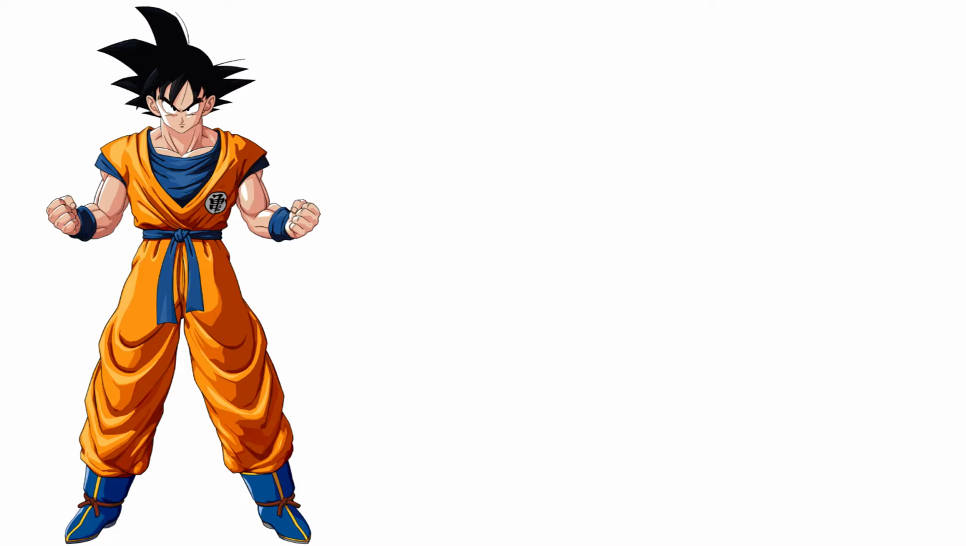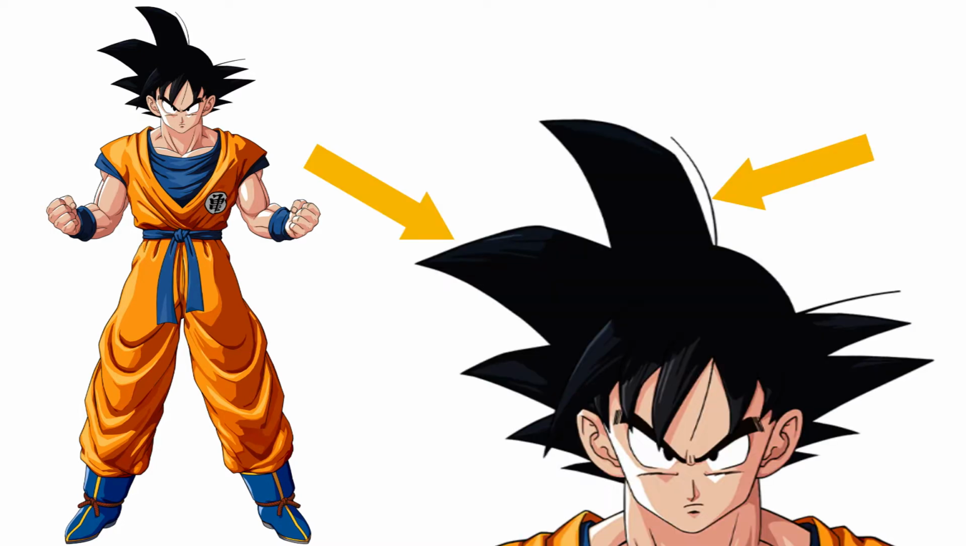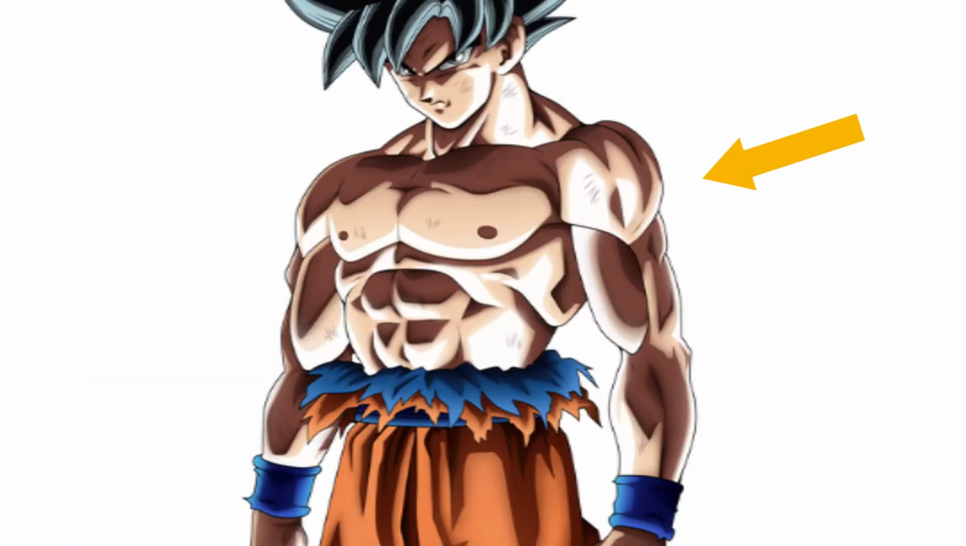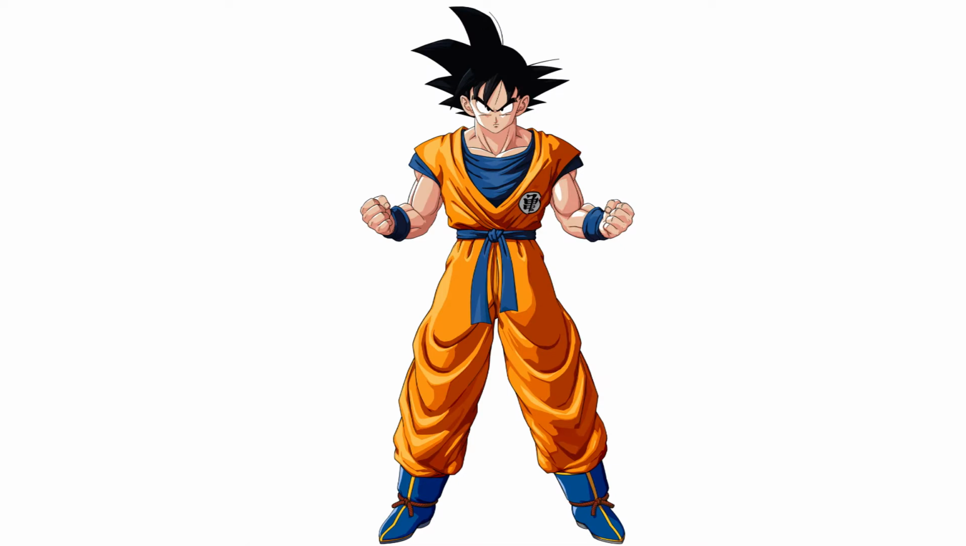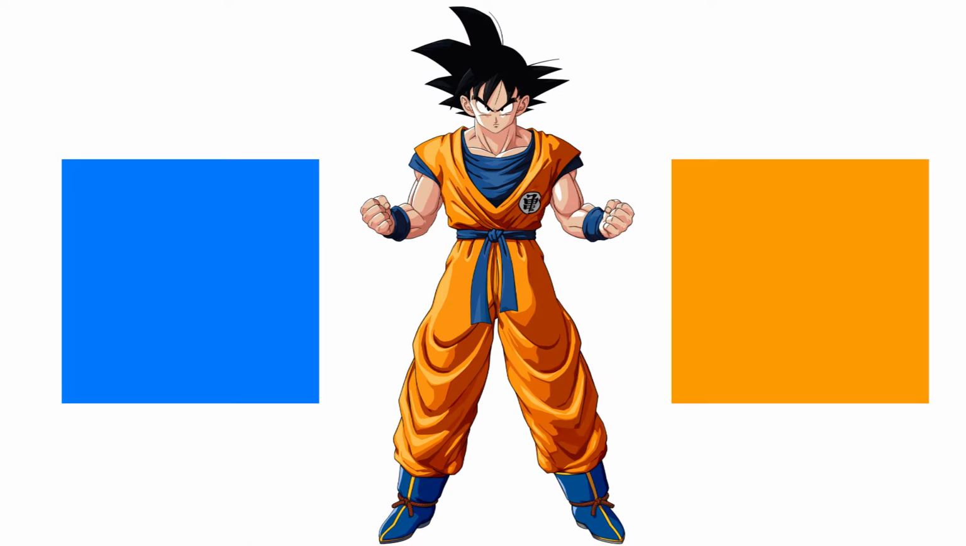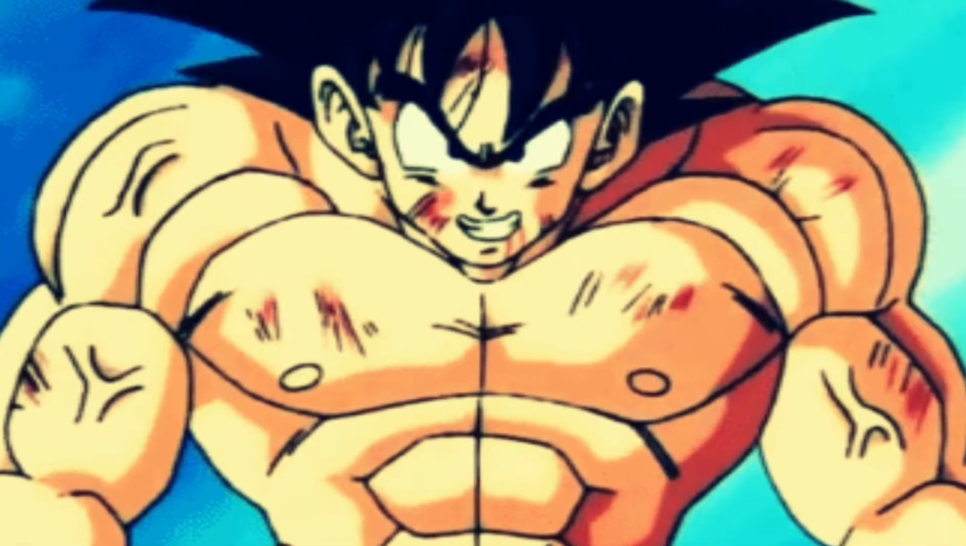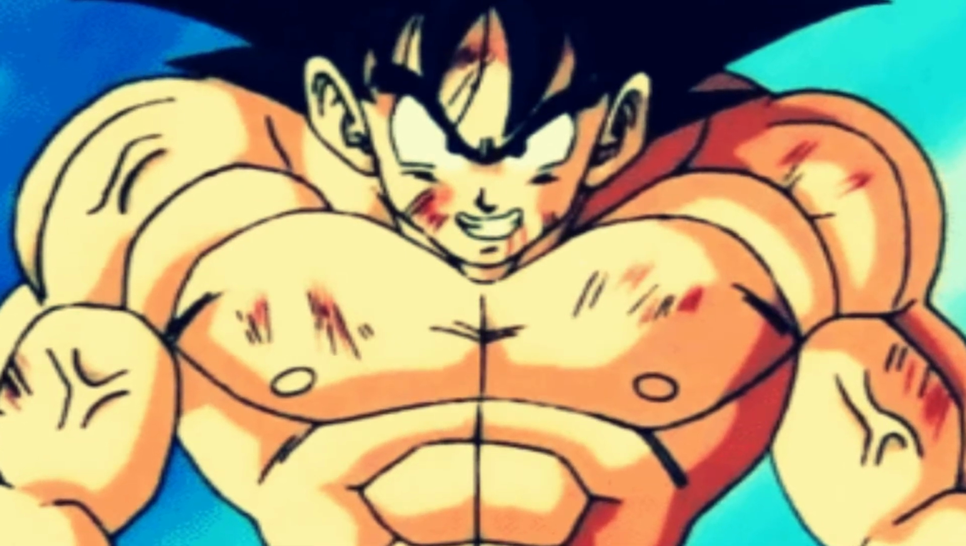For example, let's look at Goku, who has a unique spiky haired pattern. His muscle build is unique, and the use of colors of blue and orange make him stand out. And he also has those giant muscles, let's not forget those giant muscles, to denote his strength.